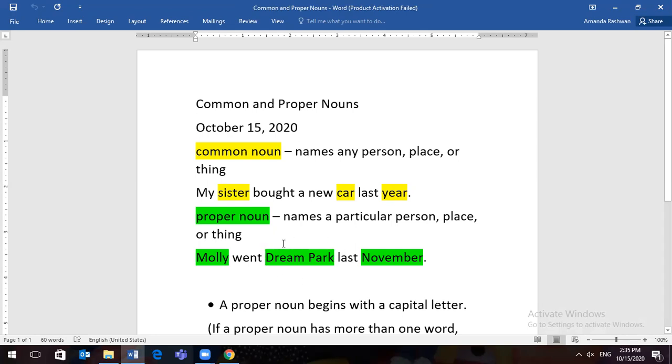But once we name the park, like Dream Park, it becomes a proper noun. Okay, proper noun names a particular. We're no longer talking about any amusement park. We're talking about Dream Park.